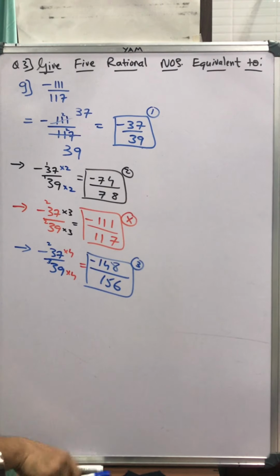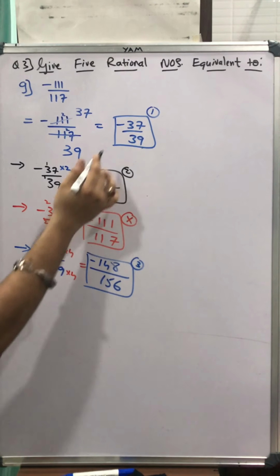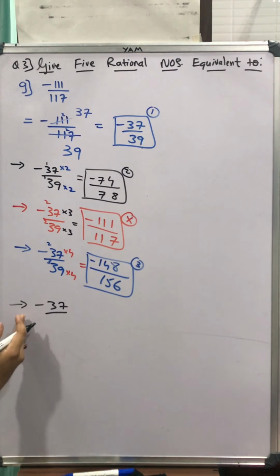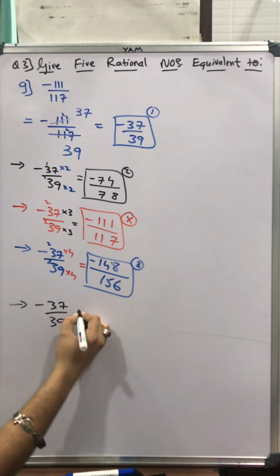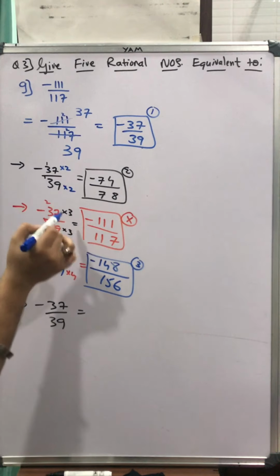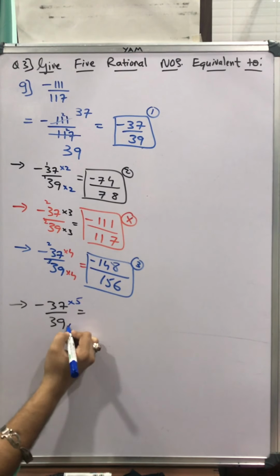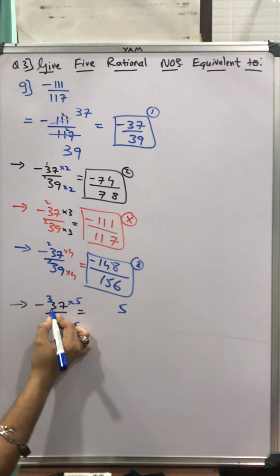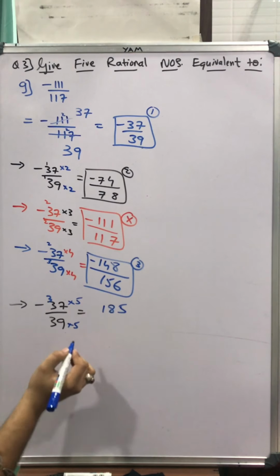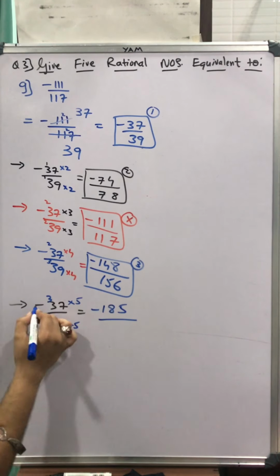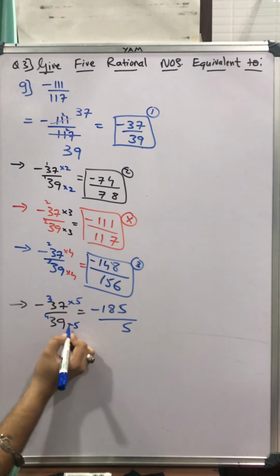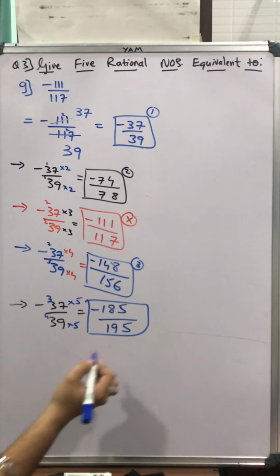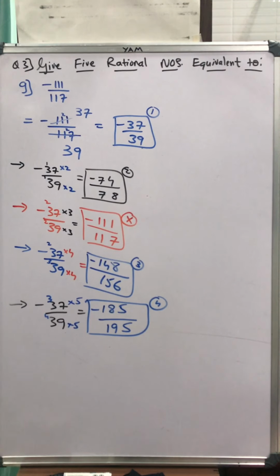Yes, students, let's do it. Now comes the fourth rational number. Let's once again start with the reduced one, minus 37 upon 39. First I multiplied 2 2, then 3 3, then 4 4, then I'll do it by 5 5. 5 sevens are 35, carry over 3. 5 threes are 15, plus 3 is 18, so 185. Upon, don't forget the minus sign, 5 nines are 45, carry over 4. 5 threes are 15, 15 plus 4 is 19. So it comes to 195, students, and this will serve as my fourth rational number.